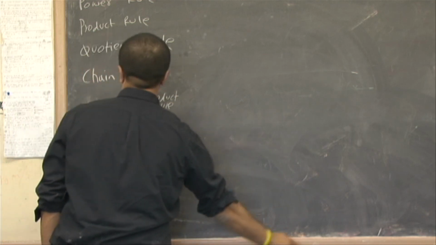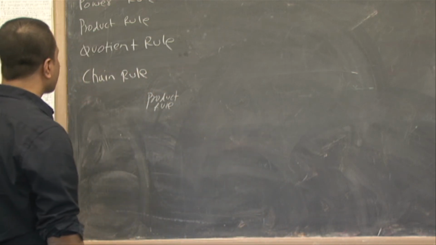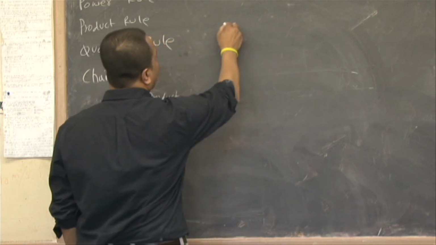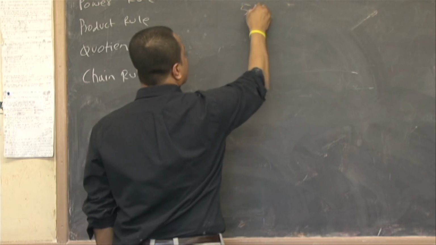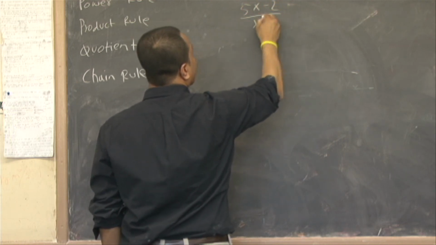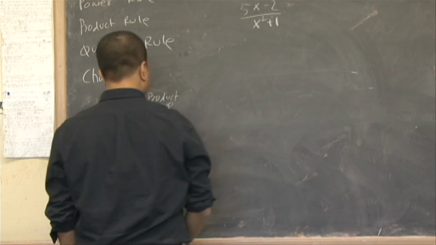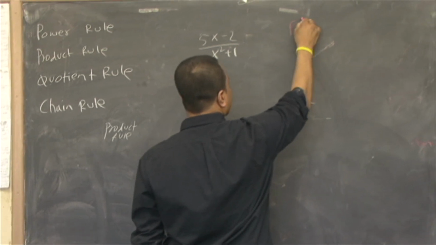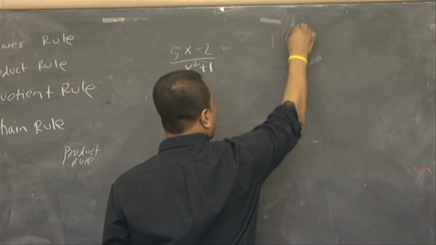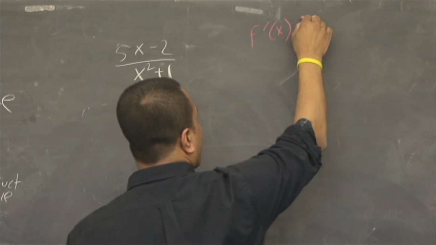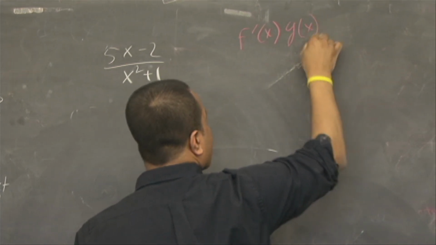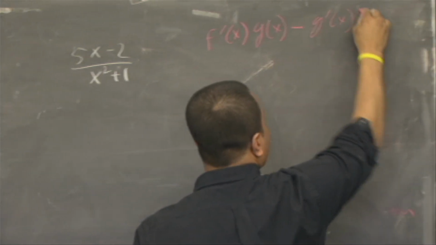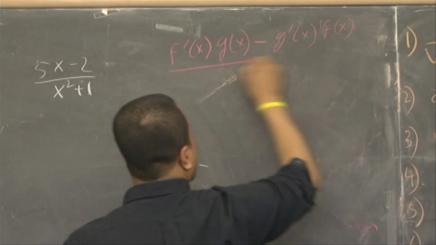All right. So the quotient rule. Let's write an example of the quotient rule. 5x minus 2 over x squared plus 1, all right. The formula for the quotient rule is kind of fancy. The derivative of top times bottom minus derivative of bottom times top, and then bottom squared.